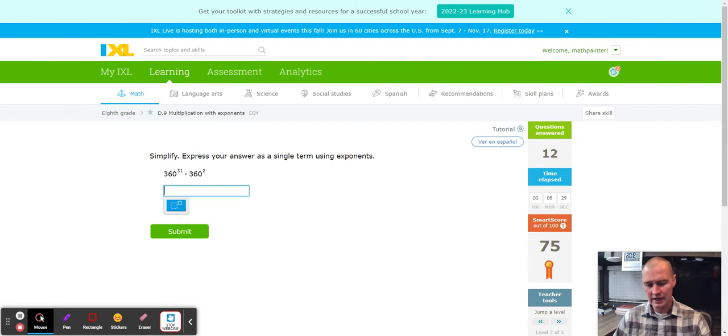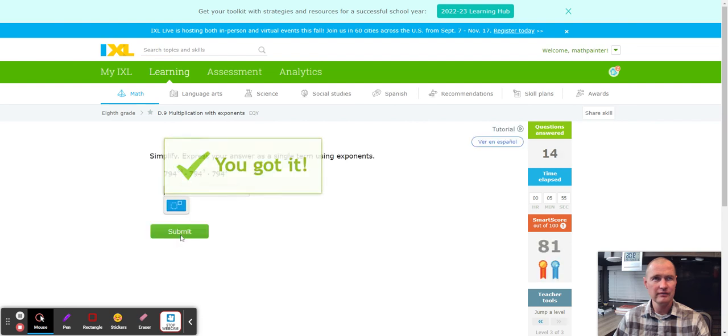All right, we have 360. 31 plus 2 is 33. Just double checking before I hit submit. All right, looks like we got one more problem to go to a smart score of 80 or higher. Last problem, I got 652. Then I got 1 plus 4 takes me to an exponent of 5.